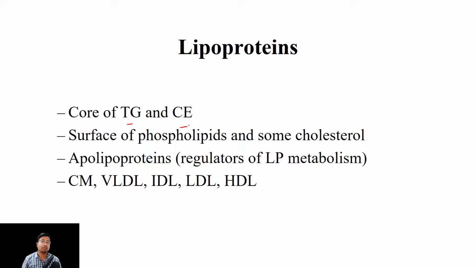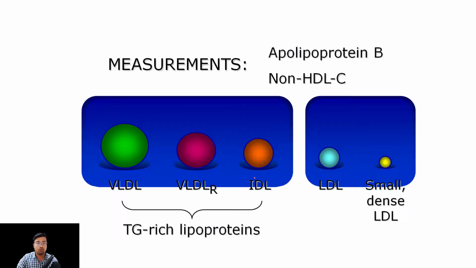And what are the types of lipoproteins? Chylomicron, VLDL, that is very low density lipoprotein, IDL, intermediate density lipoprotein, LDL, low density lipoprotein, and HDL, that is high density lipoprotein. So we'll be discussing them one by one. I'll be showing you what exactly you need to know, right?